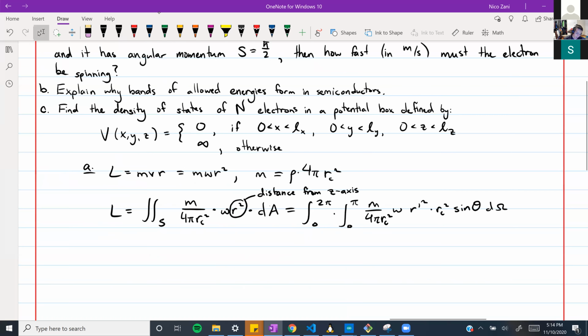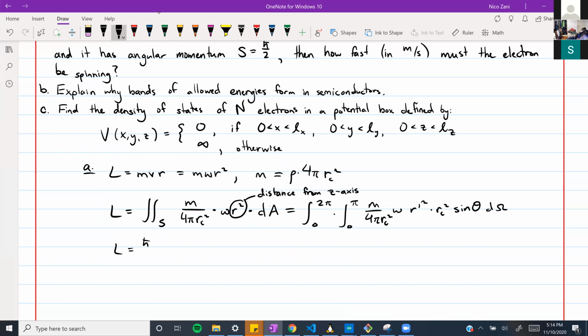So from here, you'd solve for L, and you'd set L equal to h bar over 2, and then solve for omega, and omega would be the rotational frequency, and you could multiply omega by RC to get the velocity at the very, like the equator of the sphere. And from there, you could actually solve the problem. But for the sake of time, I won't go through it right now, but I can go through it at the end.